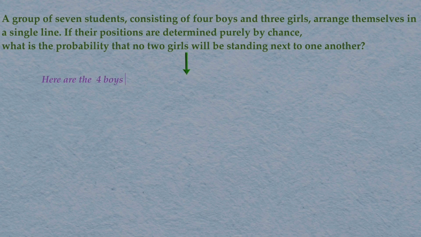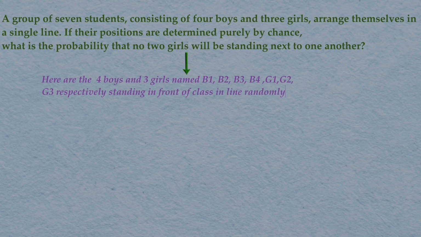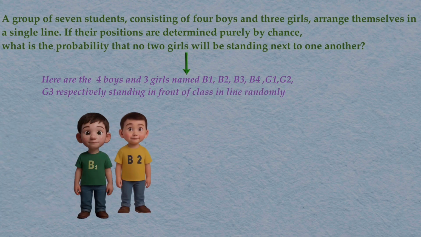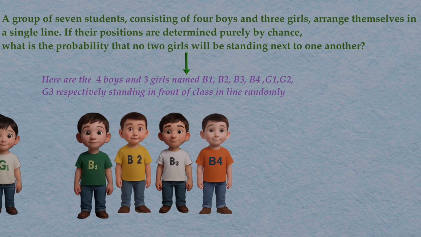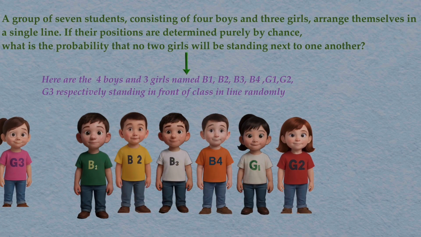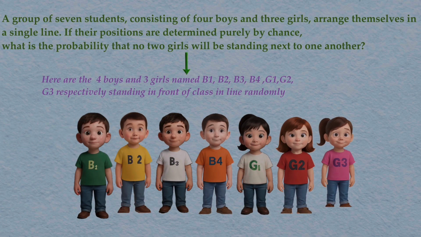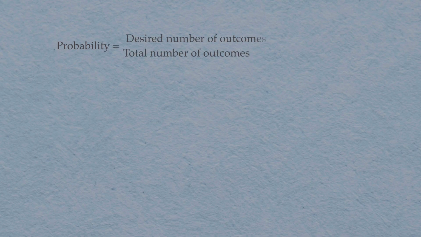We designate the 4 boys as B1, B2, B3, and B4, and the 3 girls as G1, G2, and G3. Their positions in the line are to be imagined as follows. We know that probability is calculated with the following formula: probability equals desired number of outcomes over total number of outcomes.